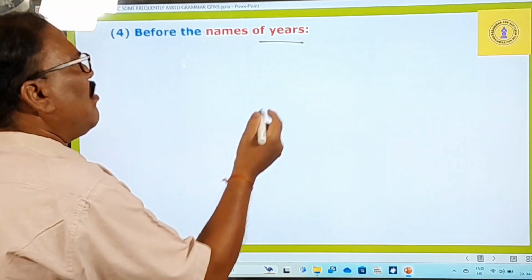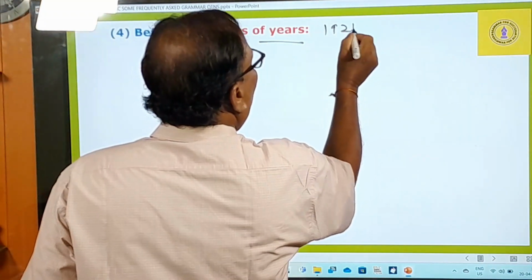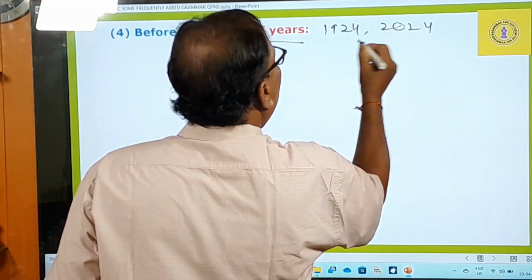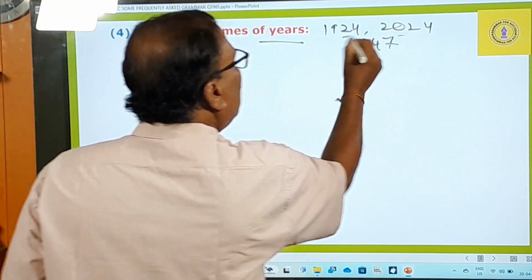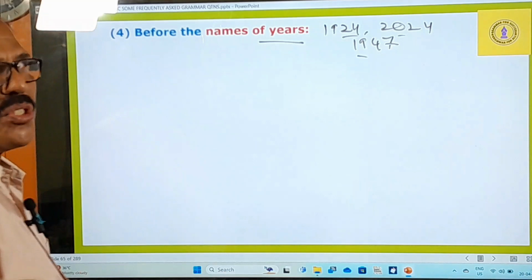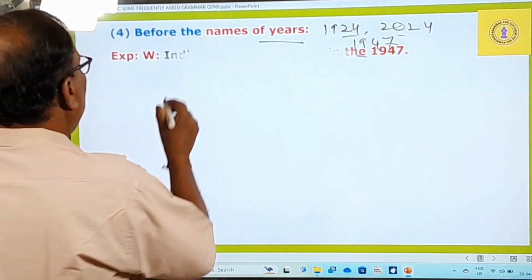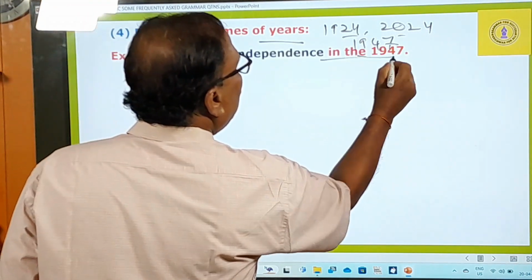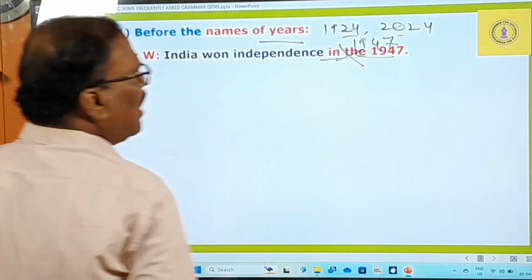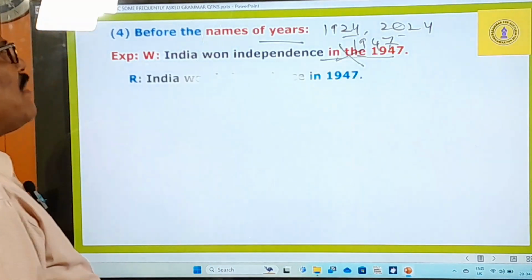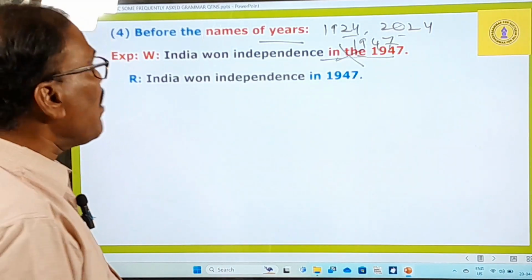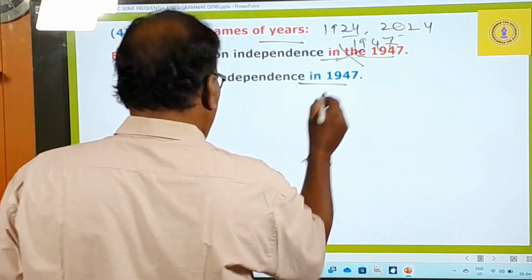So years, okay, 1924, 2024, whatever it is, 1947. These are all the names of years. Before them, we should not use any article. What is that? India won independence in the 1947. You cannot say in the 1947, because before the names of years, we should not use any article. We have to simply say in 1947.